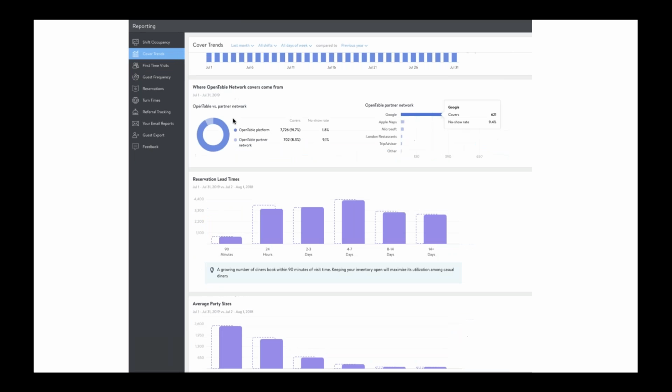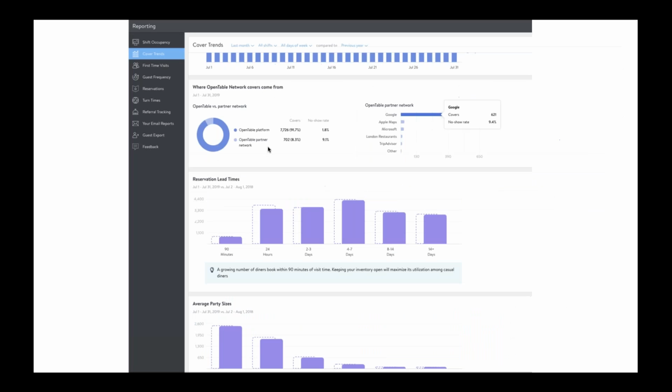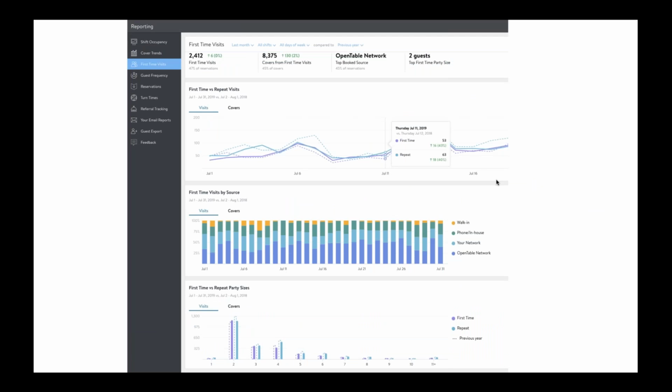First-time diners and so forth. Looking at that information gives you an idea of what you can do to get your customers back to dine again. And this restaurant is doing a pretty good job of that, right?